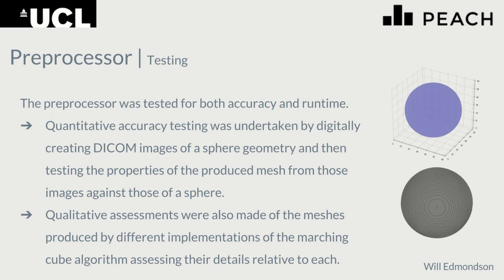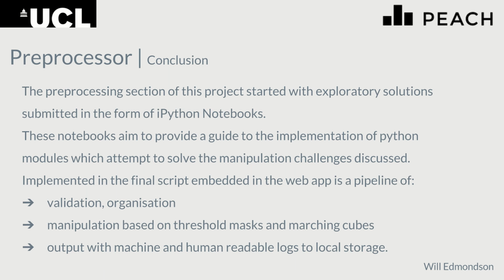The preprocessor was tested for both accuracy and runtime. Quantitative accuracy testing was undertaken by digitally creating DICOM images of a sphere geometry and then testing the properties of the produced mesh from those images against those of a sphere. Qualitative assessments were also made of the meshes produced by different implementations of the marching cubes algorithm, and assessed the details relative to each other.